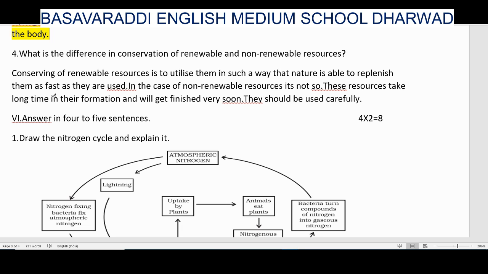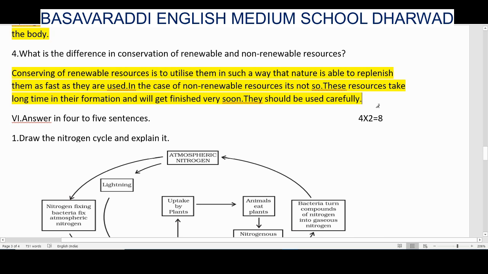When we are using these non-renewable resources, we need to be more careful, because to form those non-renewable resources it takes thousands of years. If you use them carelessly, there is a chance of them getting finished very soon. Alright, so these were the 4 questions, each one carrying 3 marks.